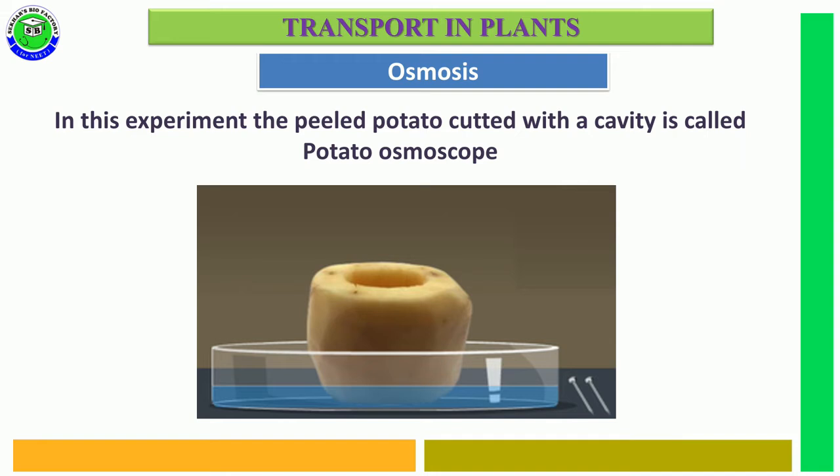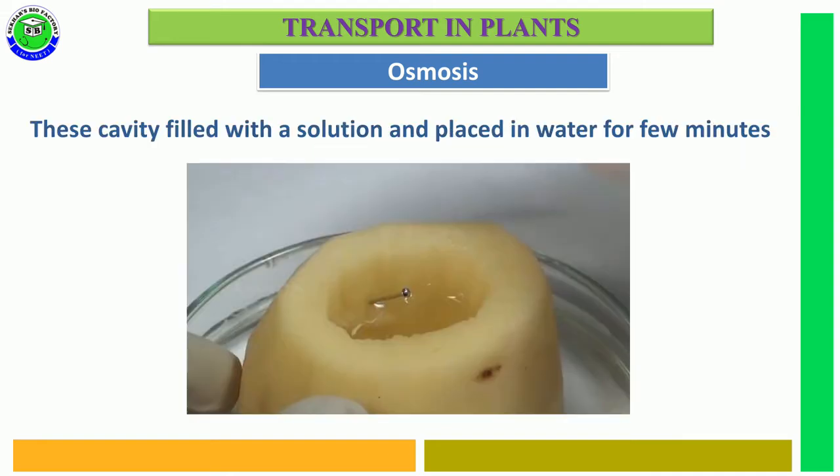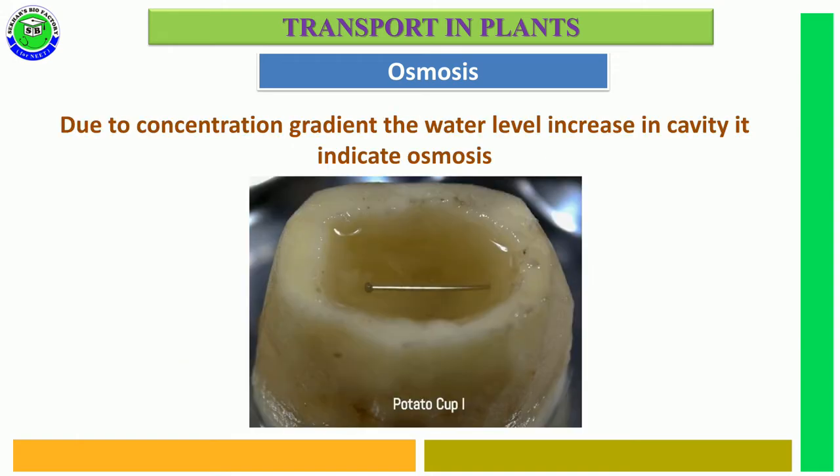In this experiment, the potato is peeled and cut with a small cavity at the center. It is called a potato osmoscope. This cavity is filled with a sugar solution and placed in water in a petri dish for a few minutes, by inserting a small pin at the initial level of water in the cavity.